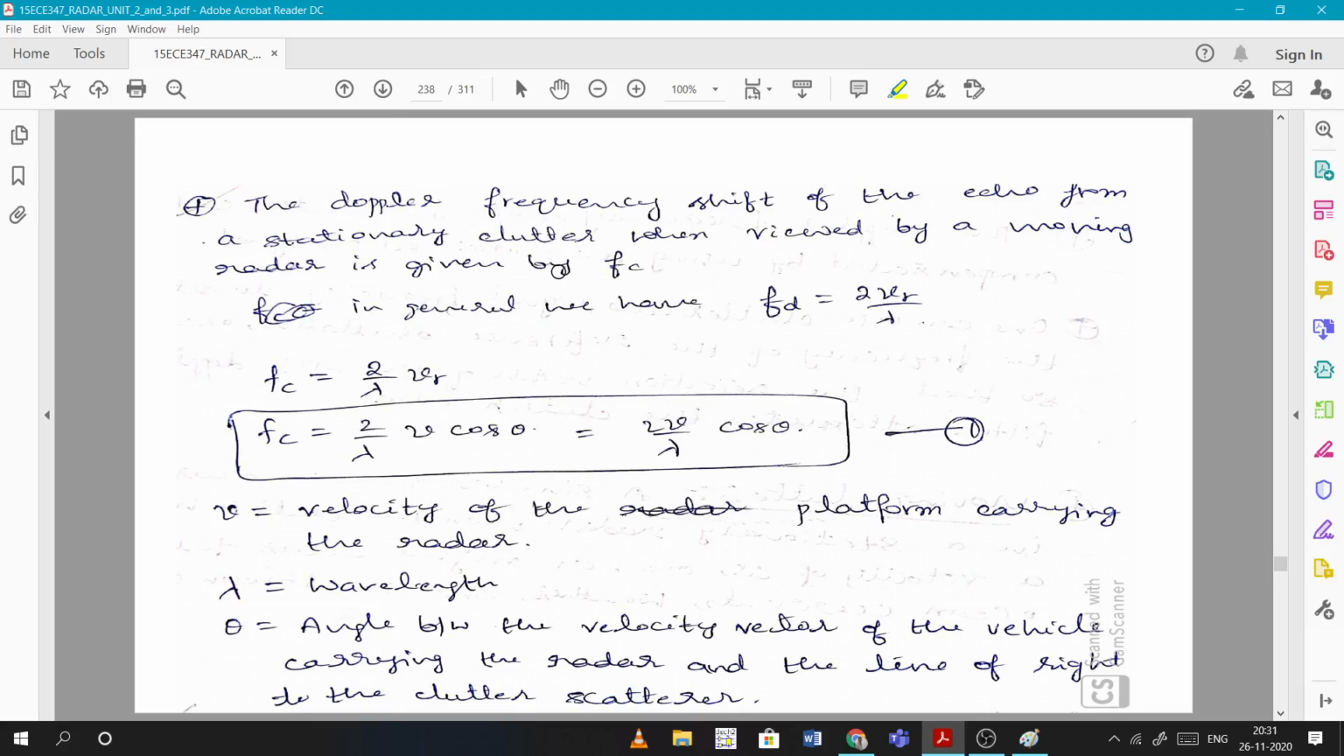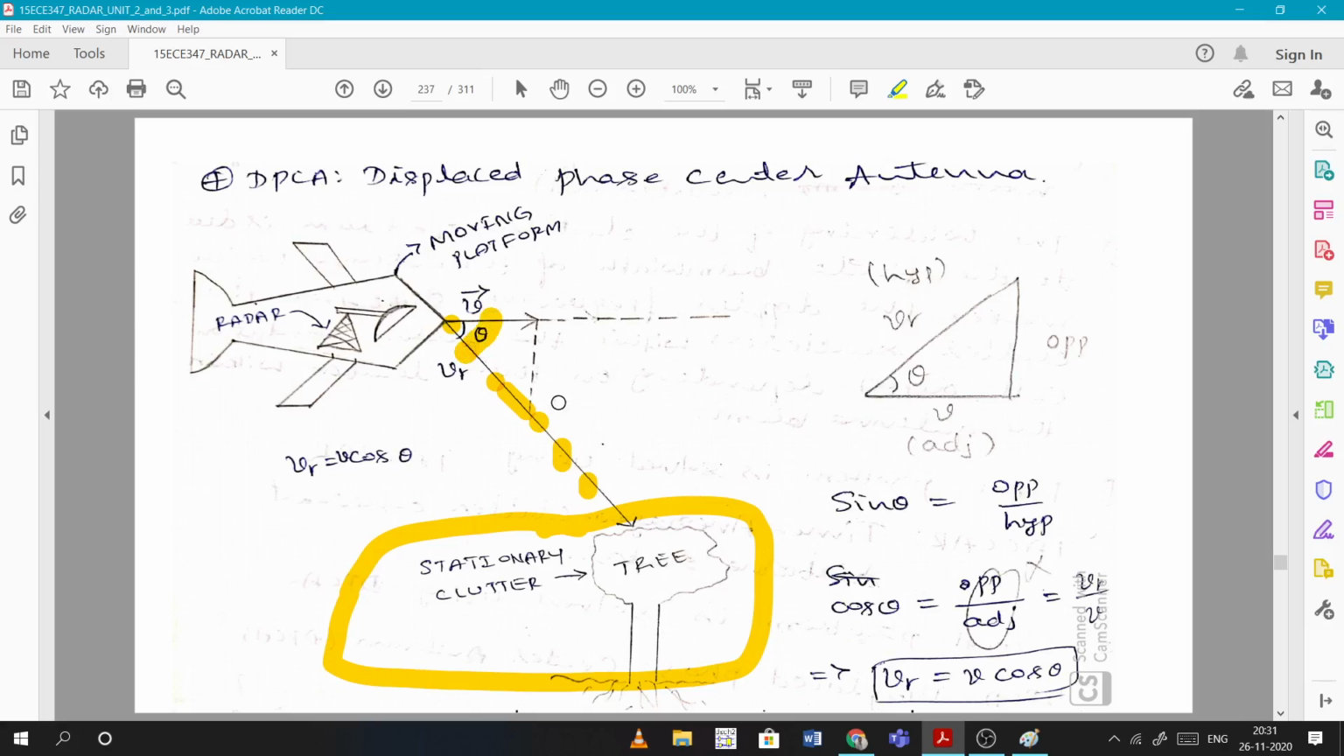So Fc is equal to 2 Vr by lambda, and Vr is v cos theta, so Fc is equal to 2 v by lambda into cos theta. V is the velocity of the platform carrying the radar, lambda is the wavelength, and theta is the angle between the velocity vector of the vehicle carrying the radar and the line of sight to the clutter scatterer. This is the angle he is talking about.